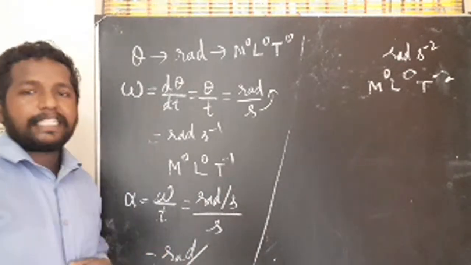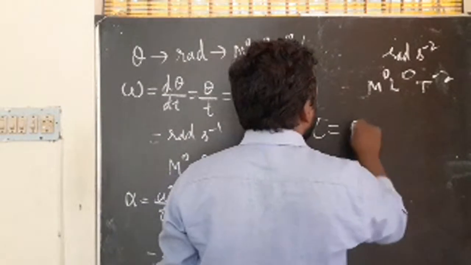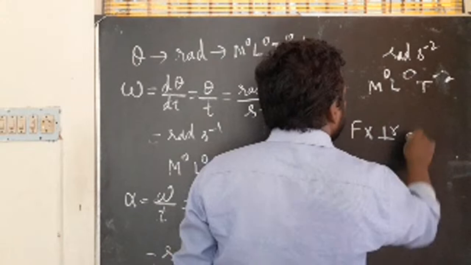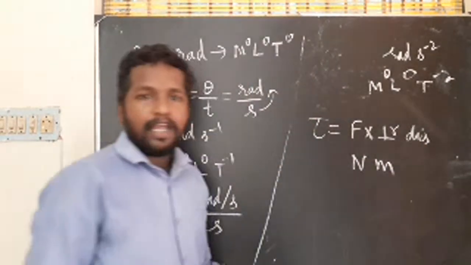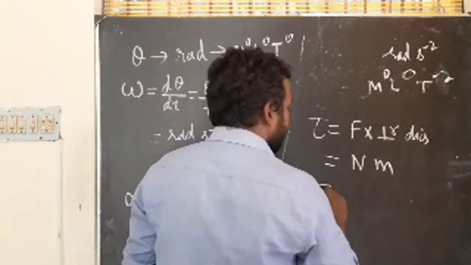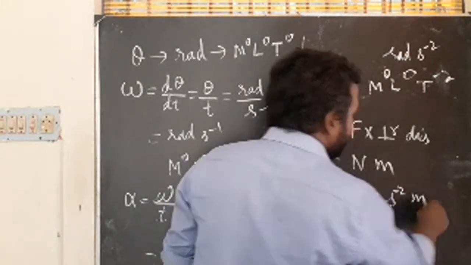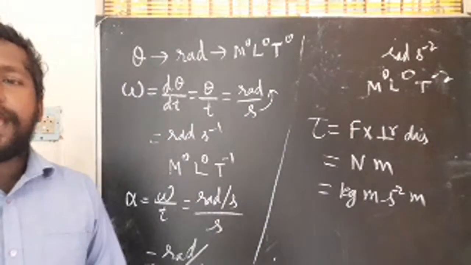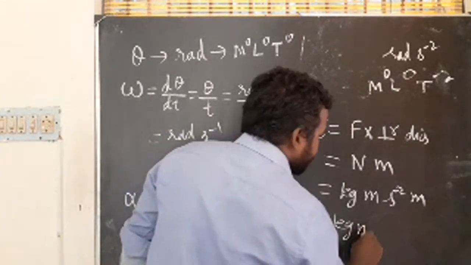So angular acceleration I learned. Okay, next, torque. Torque is equal to force into perpendicular distance. What is force? It's a Newton. Perpendicular distance is meter. Okay, so it's same as the energy unit. Newton we can write as kg meter second minus 2 into meter. Meter will have meter square. So we'll have kg meter square second minus 2.